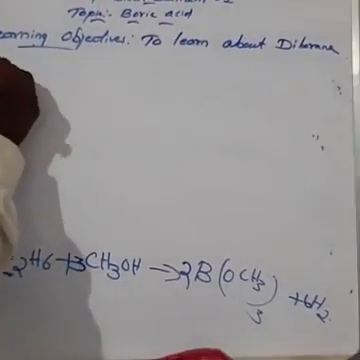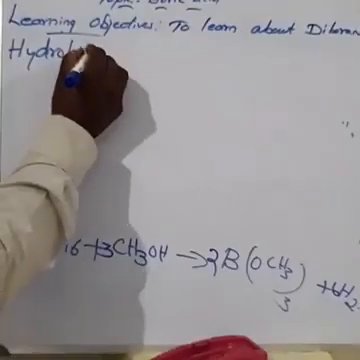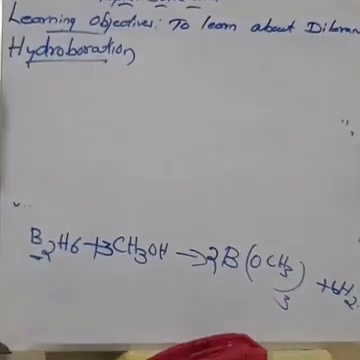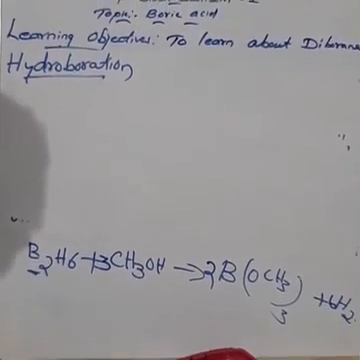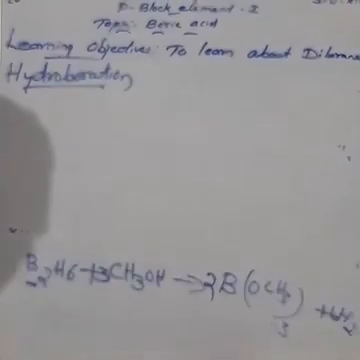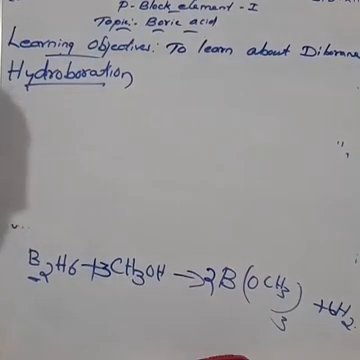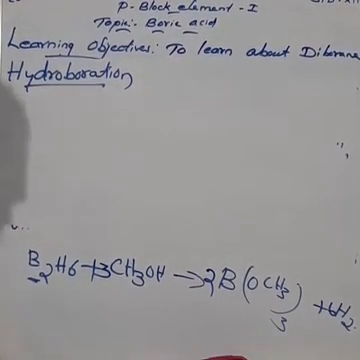Hydroboration. One of the important questions: diborane adds onto alkenes and alkynes in ether solvent at room temperature. This reaction is called hydroboration. For example, we are taking alkene and alkyne.